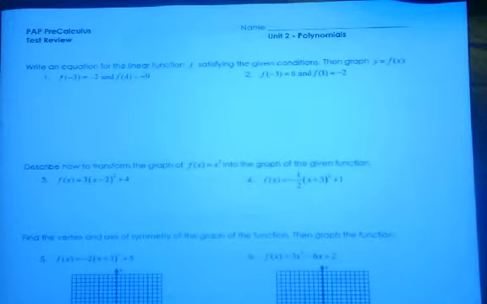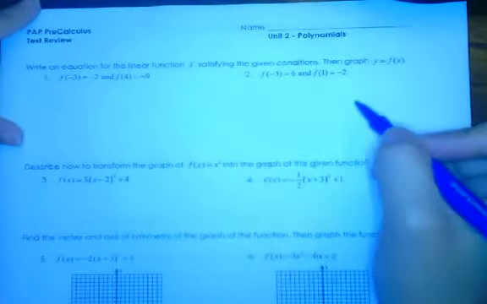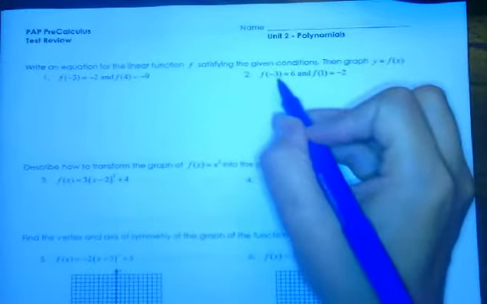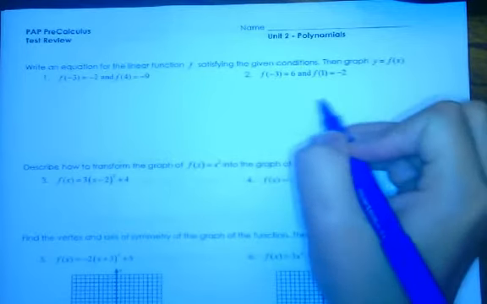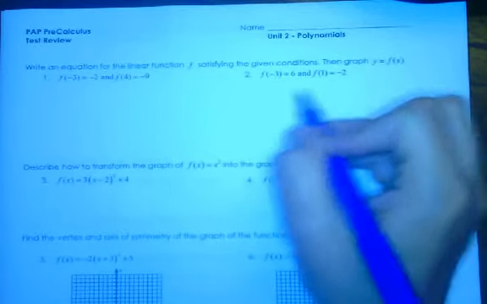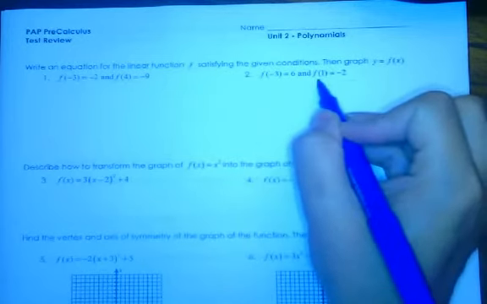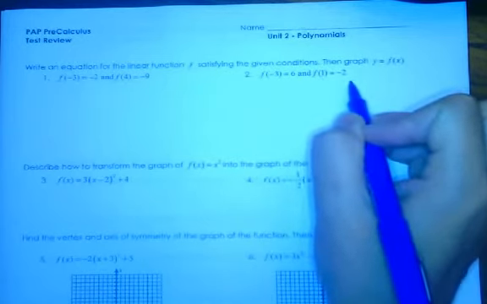So it says write an equation for the linear function f satisfying the given conditions, then graph y equals f of x. Okay, not really a lot of room to graph it here, but I can do a quick sketch. So keep in mind here, when you're given this function notation, this is actually giving you two different points. So this is giving you an x1 and a y1, an x2 and a y2.